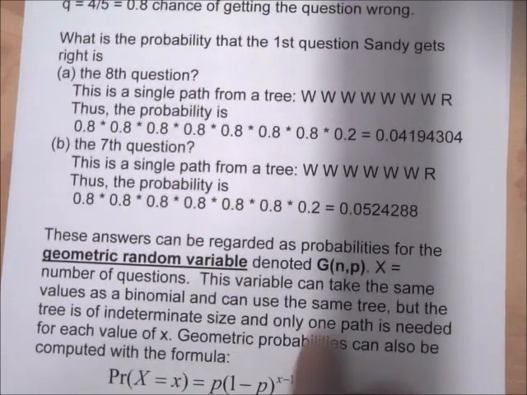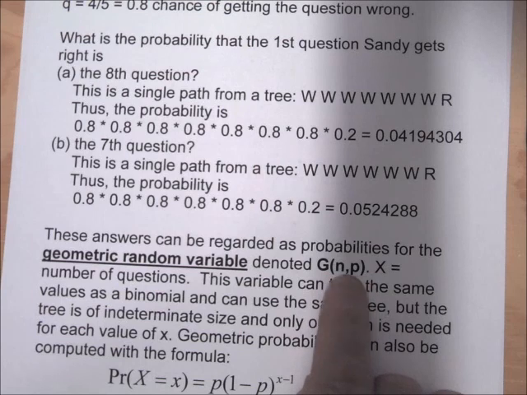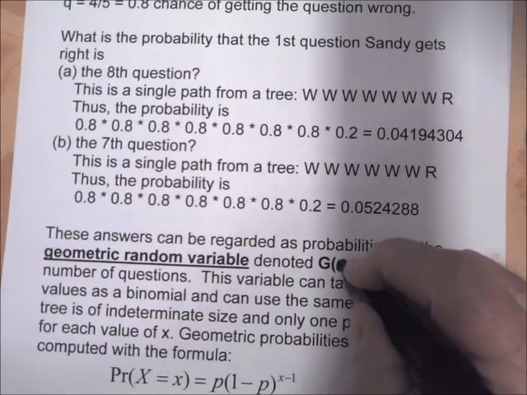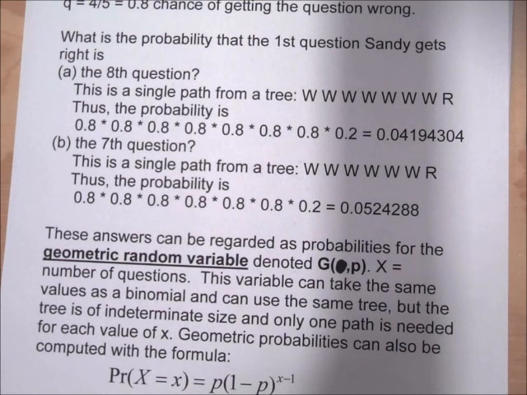You can use the notation G(p). Oh, oops, why do I have an n there? No, it should be just a p, G(p), because there's no sample size here.